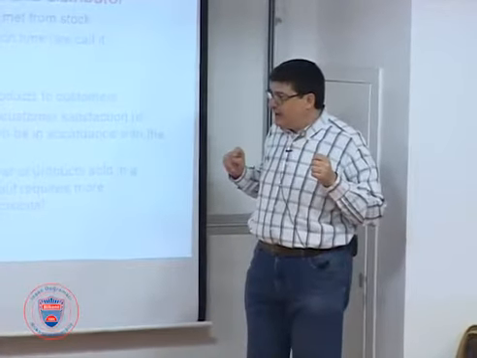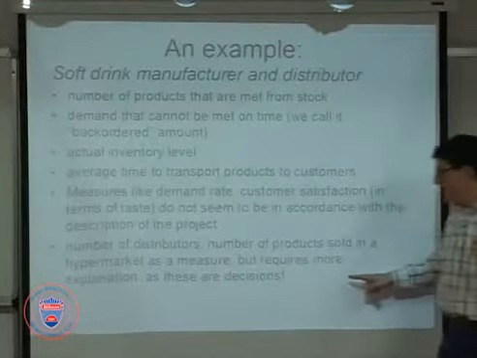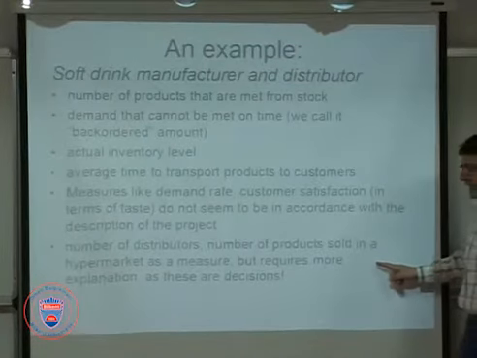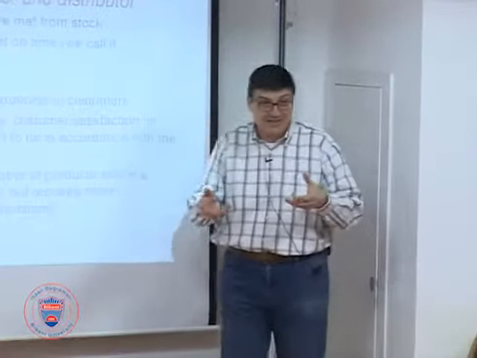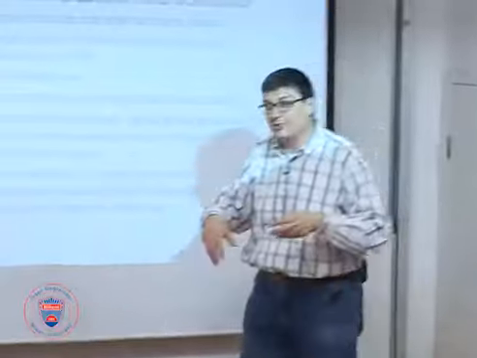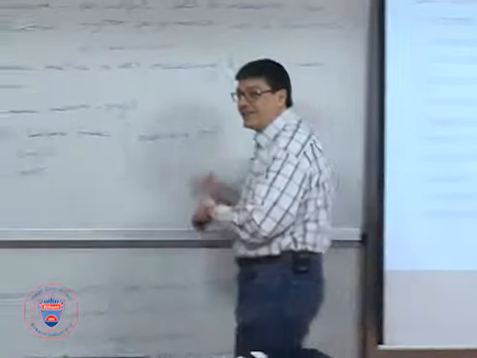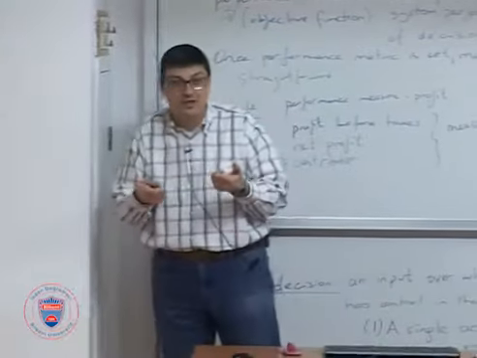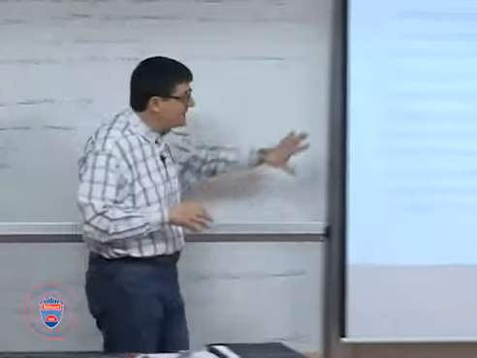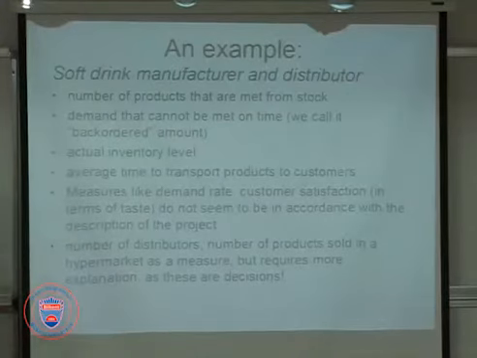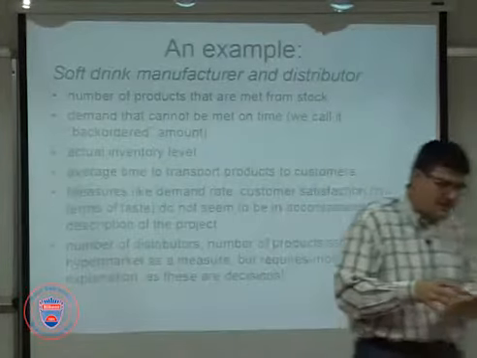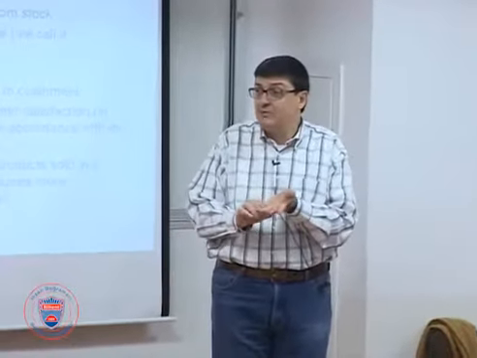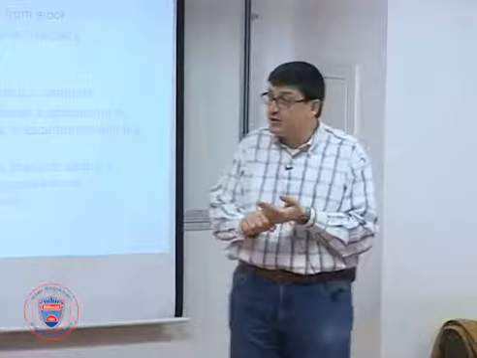Now, of course, measures like number of distributors, number of products sold in a hypermarket are not measures, because they are decisions. Okay? So you can say decrease the number of products that are sold, or increase that. But that's a decision. That's not a performance measure. Okay? So those are the things that I would like you to differentiate, if possible, when we are talking about certain things. So my expectation is you should be able to differentiate between a decision and a performance measure in a certain case, of course.